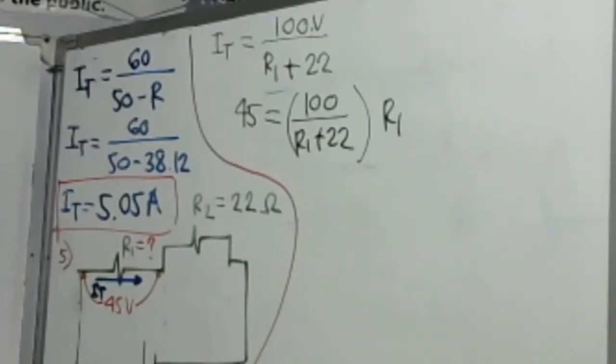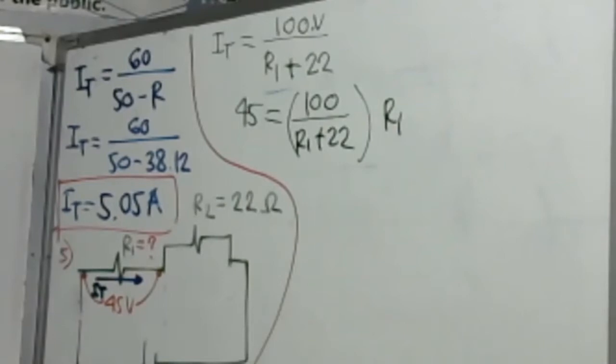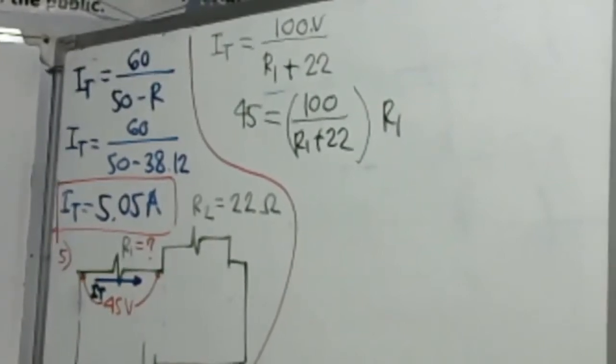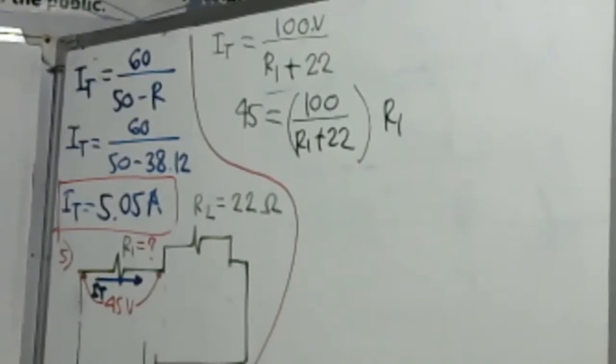So we have here 45, then alpha calc. Okay, we have 100 over alpha close parenthesis, then plus 22. That is times alpha x. Shift calc equals. The answer is 18. 18 ohms.